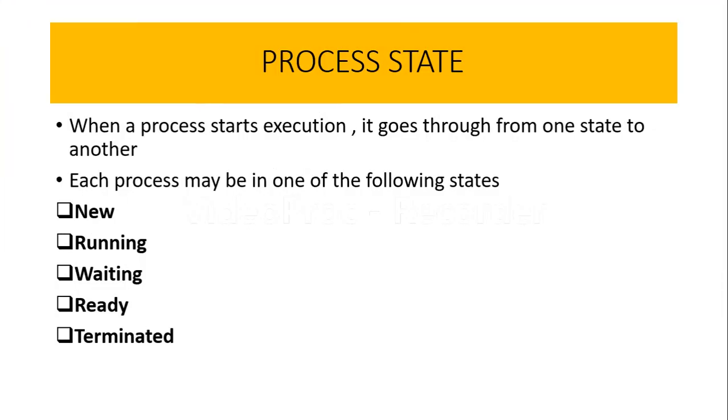When we talk about the process state, as I have told you, whenever the process starts execution, it may go from one state to another state. As you can see on the screen, we have different states of the process: new state, running state, waiting state, ready state and terminated state. Let us understand these different states with the help of a diagram.